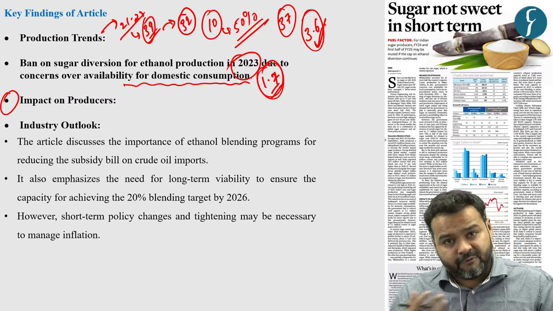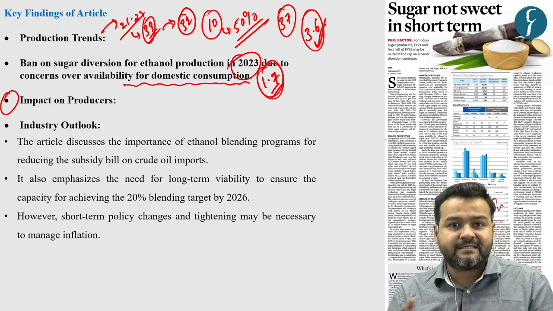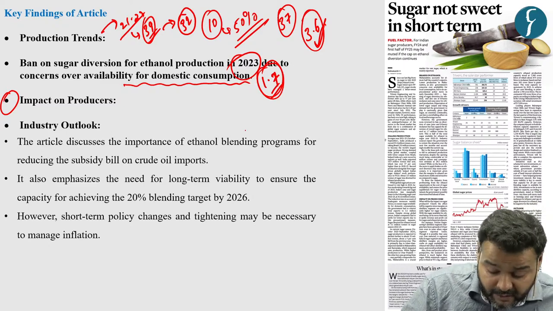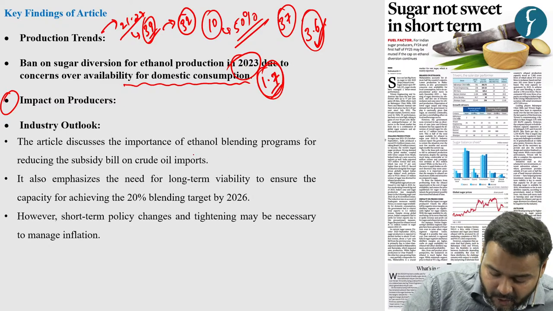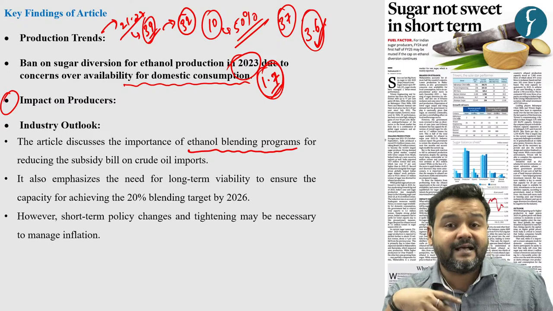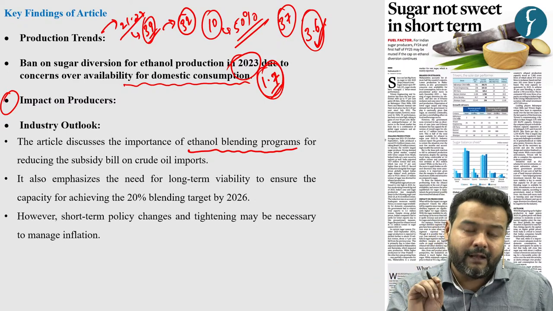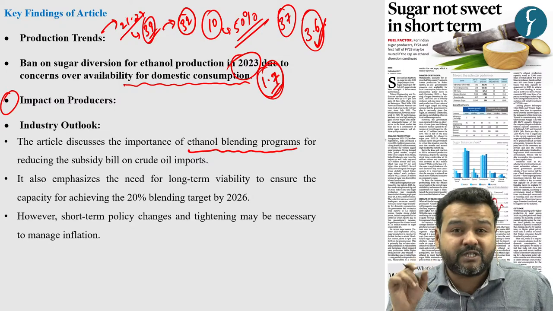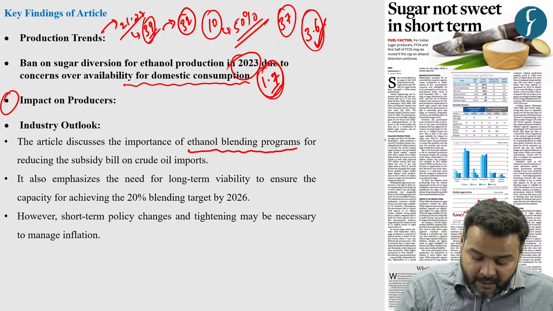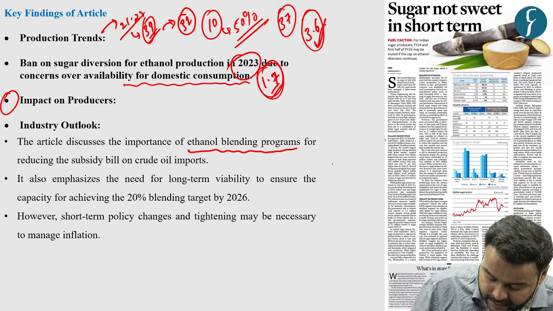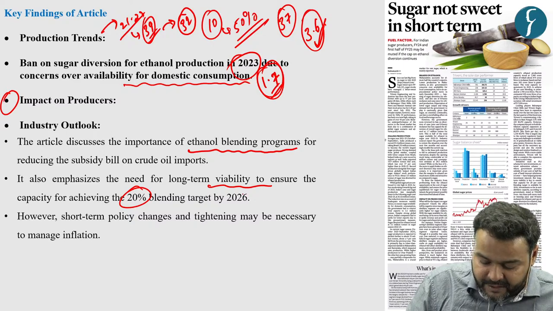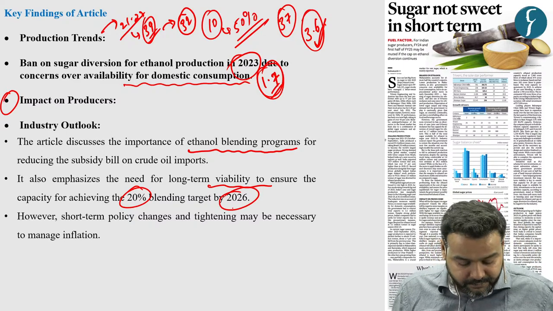So for moving further, this report gives a balanced outlook of the future, where it sheds light on and emphasizes the ethanol blending program, not just because of the profitability, but also India's aim to cut down the imports on oil, because it says that it is crucial for blending and crucial for reducing the import bill of India. Further, it says that there should be long-term viability to ensure the capacity of achieving the 20% blending target by 2026.